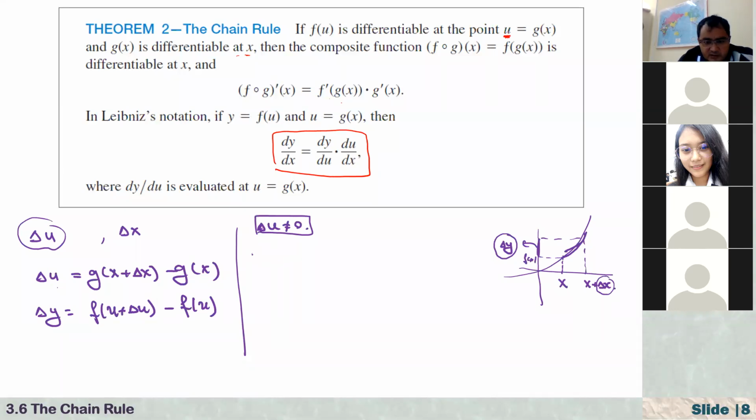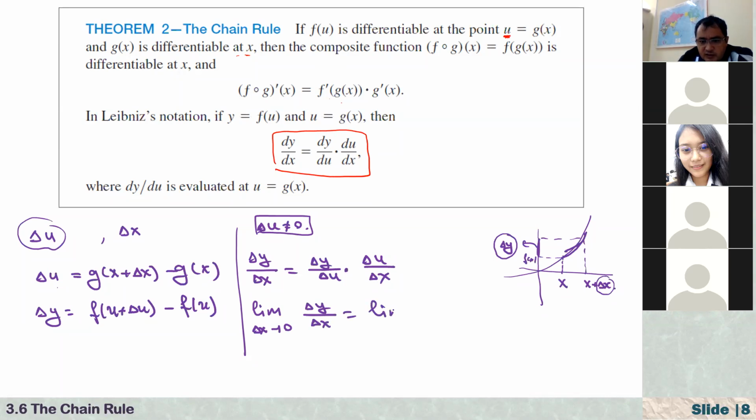And what we have here, then, is that delta y over delta x will be equal to delta y over delta u times delta u over delta x. As if I just multiply by delta u, right? And divide by delta u. And what happens when delta x approaches zero? Now from here, if you take the limit as delta x approaches zero, what is it? This delta y over delta x.